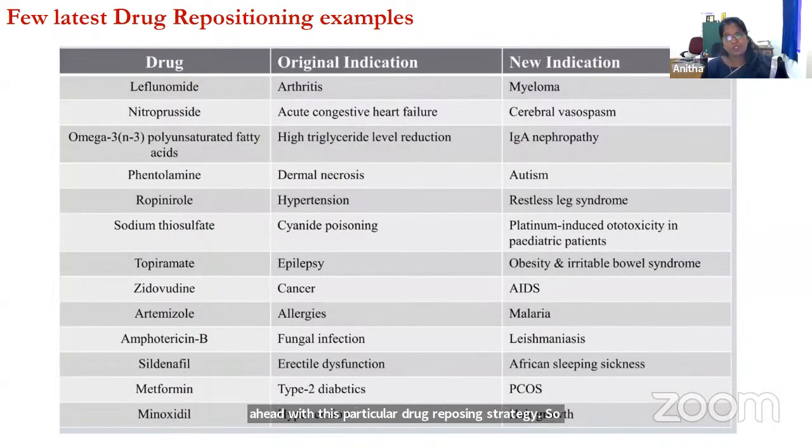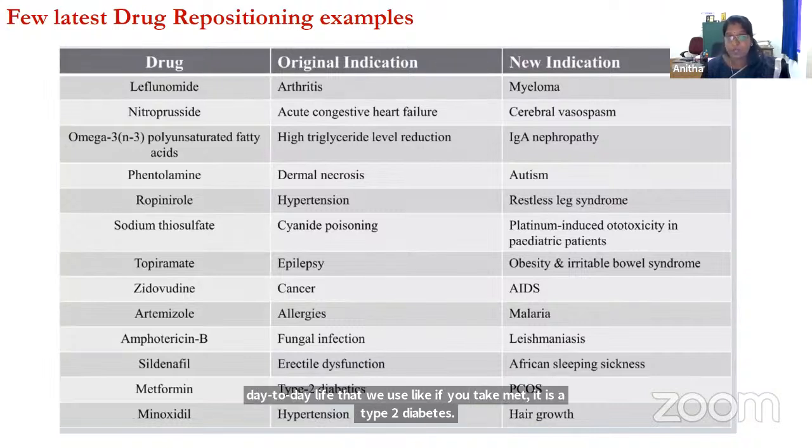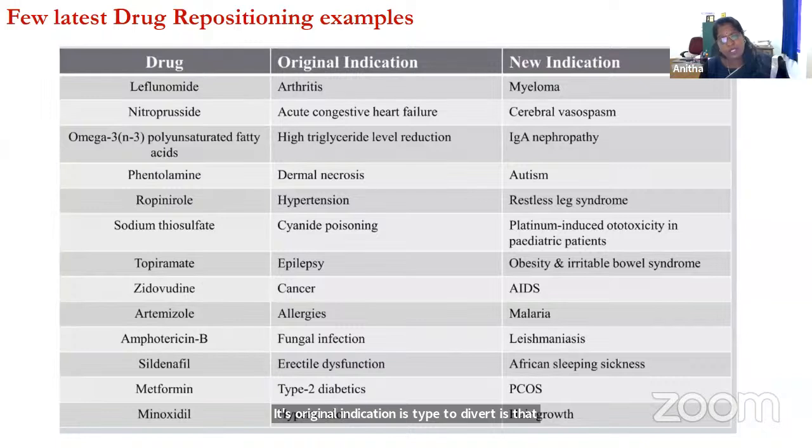This slide shows some of the repurposed drugs. There are a few examples that I have listed out. Some common ones that we use in day-to-day life: if you take metformin, its original indication is type 2 diabetes, which everybody takes very commonly these days. Its new indication is PCOS, and recently it has also been suggested for its anti-cancer activity.